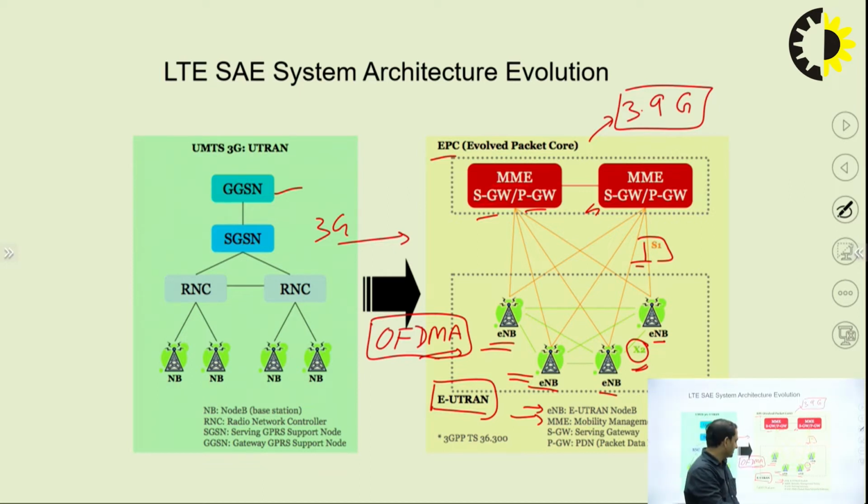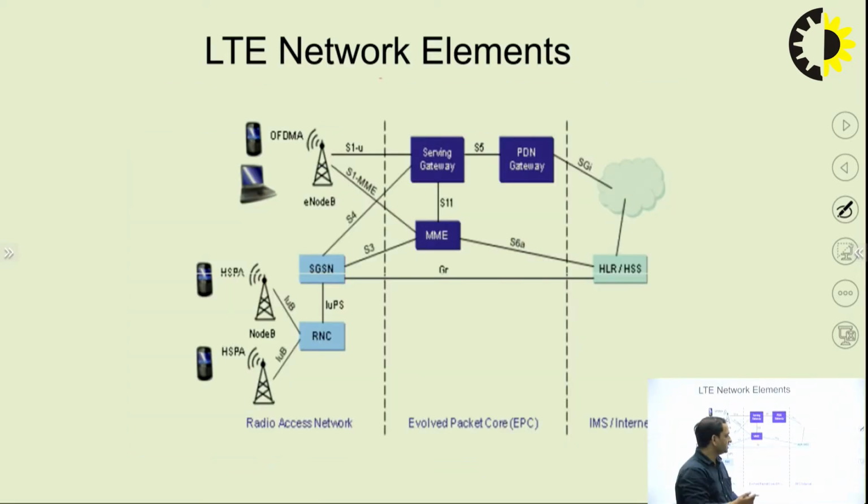So there are two parts, the E-UTRAN and the EPC, the Evolved Packet Core. In a little more elaborated form we can see this. One more thing which is very important in the LTE system: when we talk about LTE, it supports the previous generation networks. LTE can also use the previous networks, like the 2G network, the 3G network, or the 2.5G GPRS network, and so on.